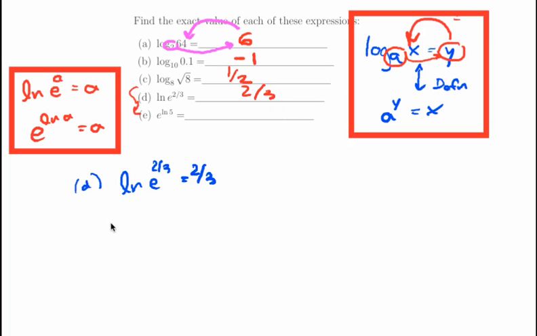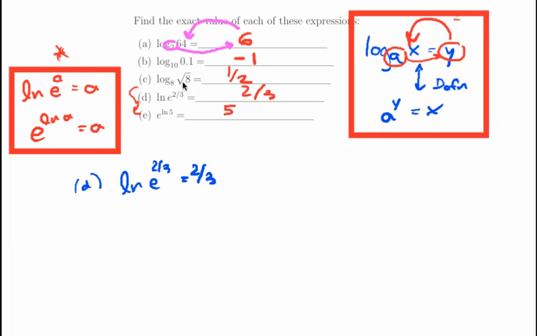And lastly, the other cancellation property says that e to the natural log of a, any power, is the power. And that's the situation I'm in. e to the natural log 5 is 5. So those last 2 are pretty simple if you know the cancellation properties. That's really what those last 2 problems are all about.